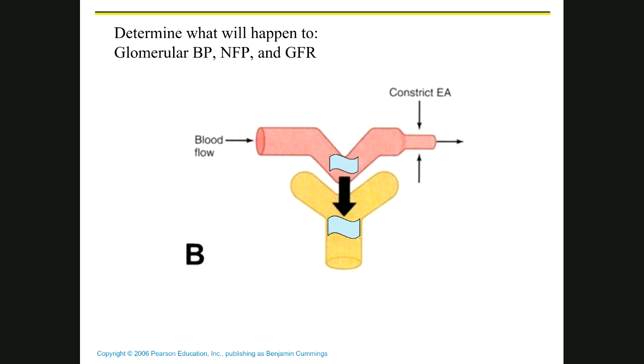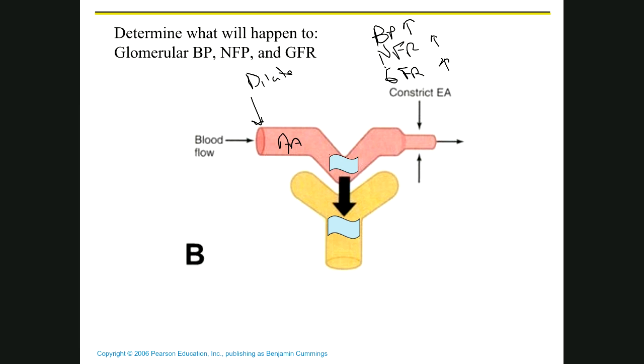Look at this one. Same thing. But here, I dilated. So what happens if I dilate this afferent arteriole? What's going to happen to blood pressure? Is there more blood or less blood going to go in there? So what's going to happen to blood pressure? It's going to go up. If blood pressure goes up, what's going to happen to net filtration pressure? It's going to go up. And if net filtration pressure goes up, what's going to happen to GFR? It's going to go up.